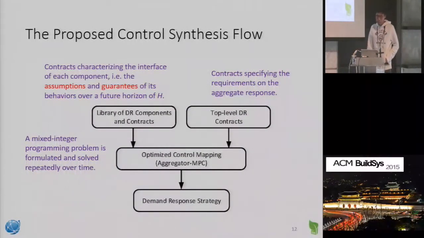And so here is the proposed control synthesis flow. We have a library of DR components as well as their contracts. And we also have the top level DR contract, which specifies the requirement on the aggregate response. Then we put all of these things together into a mixed integer programming problem, which gets solved repeatedly over time in a receding horizon manner. Then we get the control strategy.